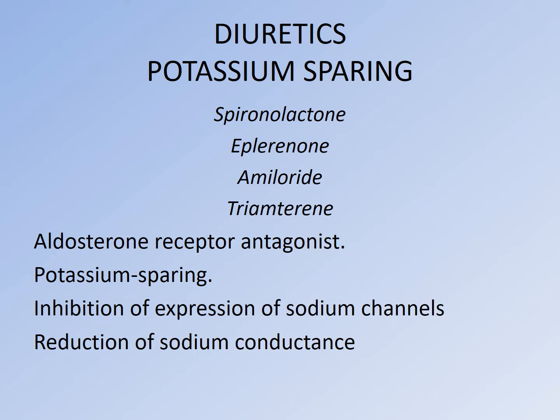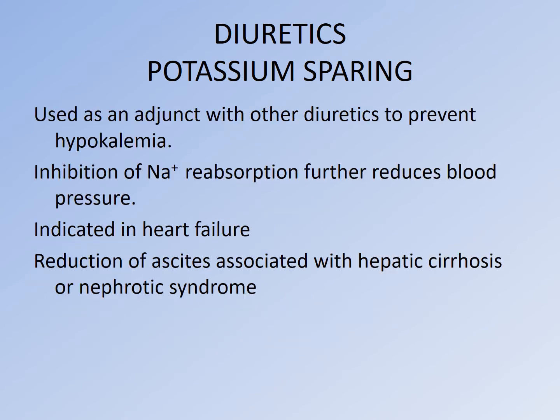The potassium-sparing diuretics, often referred to as the aldosterone antagonists, are spironolactone and eplerenone. They are potassium-sparing and are used as an adjunct, particularly with potassium-wasting diuretics. They will antagonize the effects of aldosterone. They will slow sodium conductance. They will inhibit the expression of sodium channels, and they will slow down the action of the sodium-potassium ATPase pump, which is the driving force behind potassium secretion.